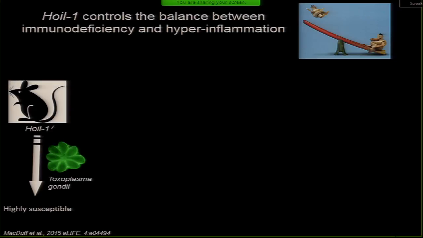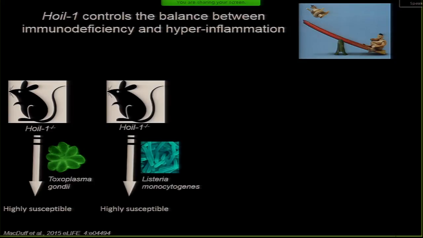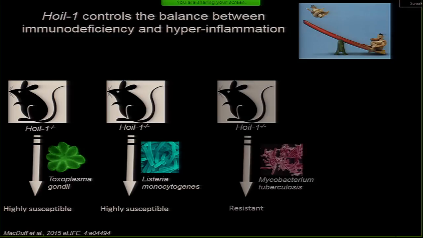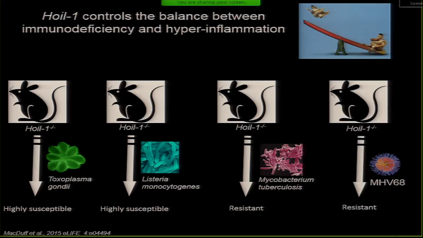If you infect them with Toxoplasma gondii, they die. They're very susceptible, so they're immunodeficient. Listeria monocytogenes, they die. Very immunodeficient. Tuberculosis, they are resistant, so it's the opposite. And this herpes virus that I mentioned to you, they are also resistant. So since these are severely immunodeficient, and this is controllable, this gave us the opportunity to give this virus to these mice to see whether we could reverse this phenotype.